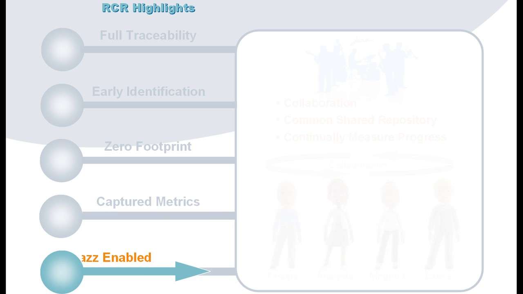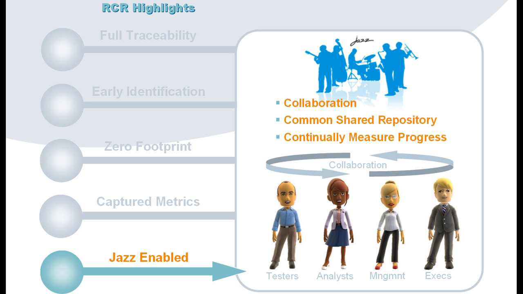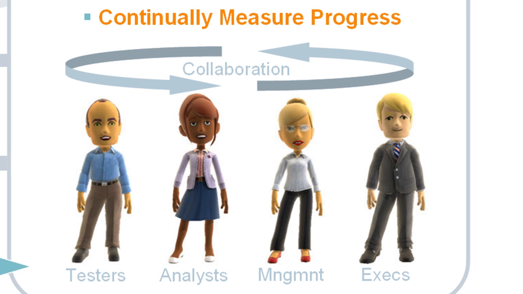And JAS-enabled means data integration across projects and the enterprise, thus providing a common shared repository, allowing the continual measuring of progress against desired business outcomes. Not just a once-a-week or once-a-month spreadsheet, but continually taken right from the JAS repositories and other third-party data sources.